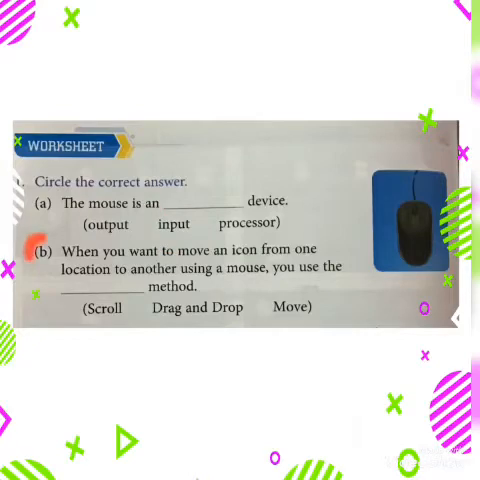Second one, when you want to move an icon from one location to another using a mouse, you use the method dash. Which method will we use? If you want to move one icon from one location to another location, which method will you use, children? We will use the drag and drop method. So the first one is input and the second one is drag and drop.